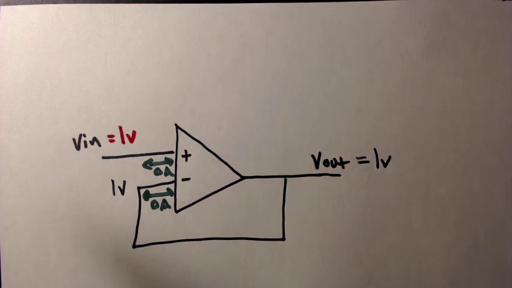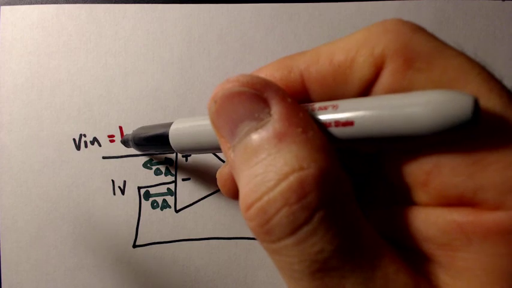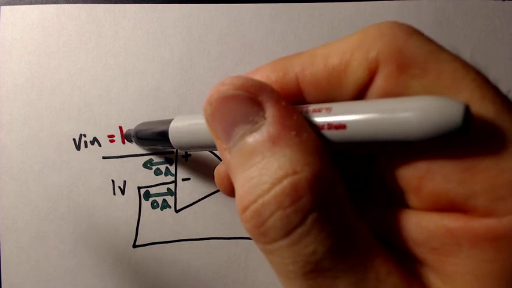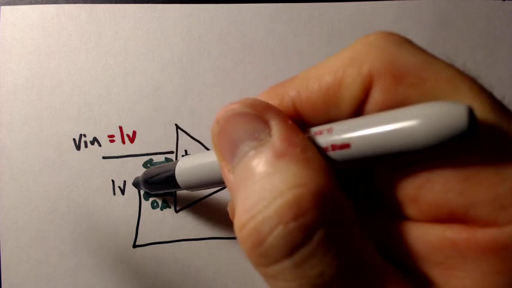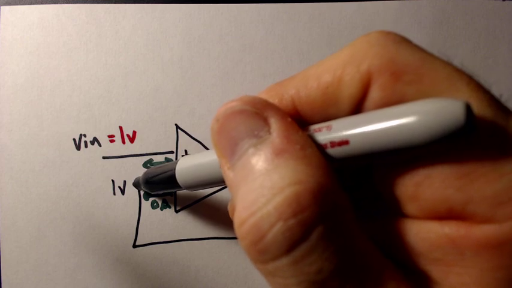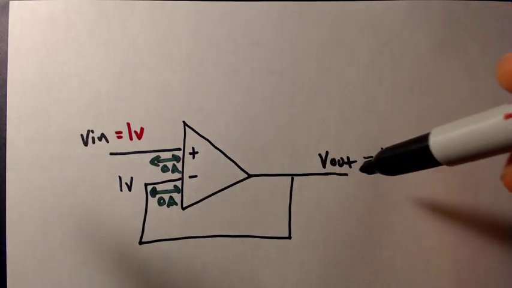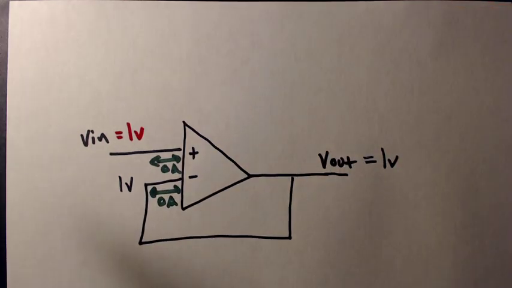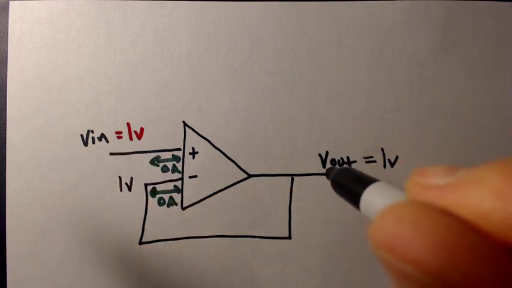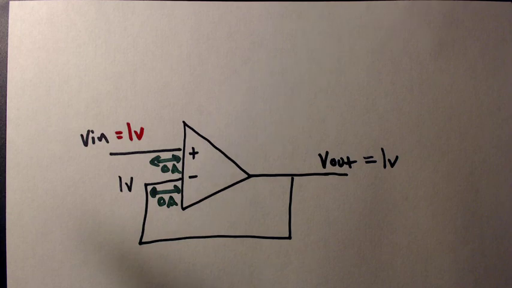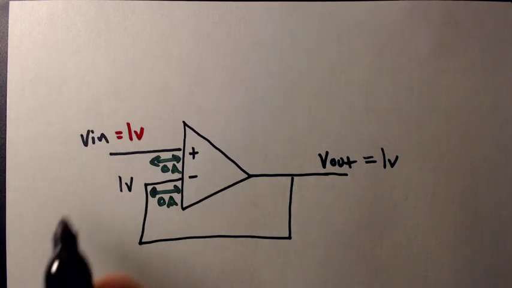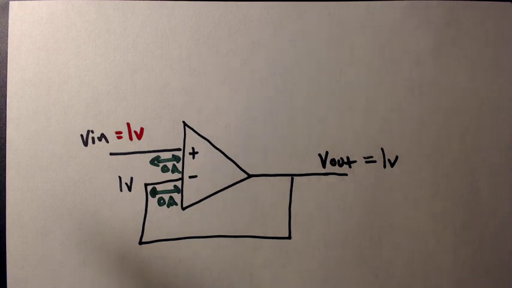See my logic on that one? If this is 1 volt, then the op-amp must have made this 1 volt. How did the op-amp make this 1 volt? By making the output to be 1 volt. So we can always work our way backwards to V out from whatever inputs that we have. All right, so if I put 1 volt here, I get 1 volt out.